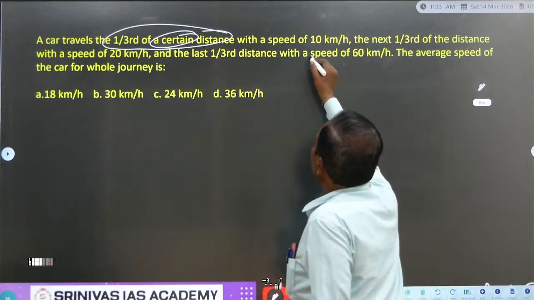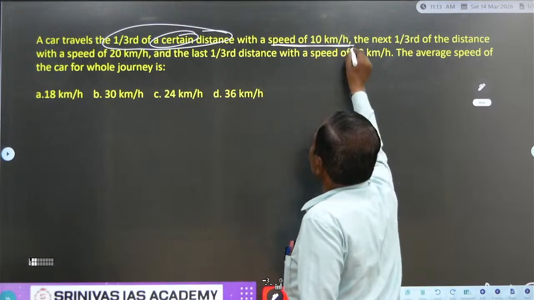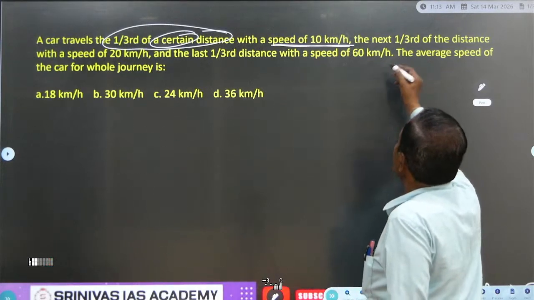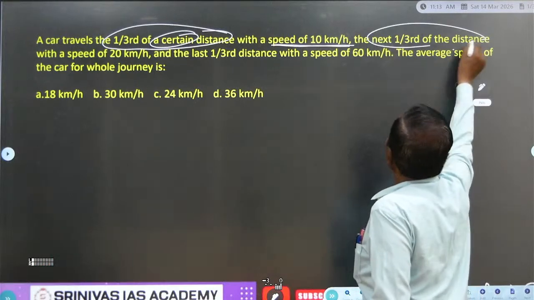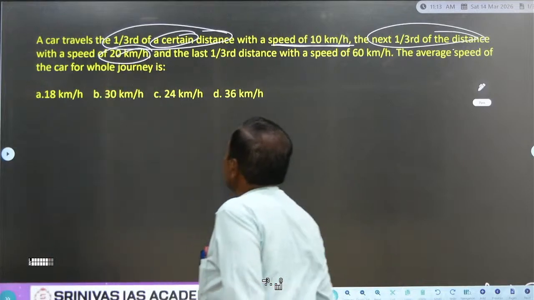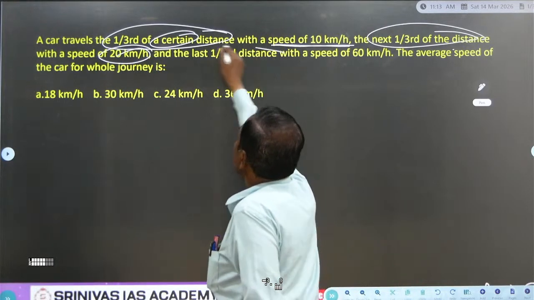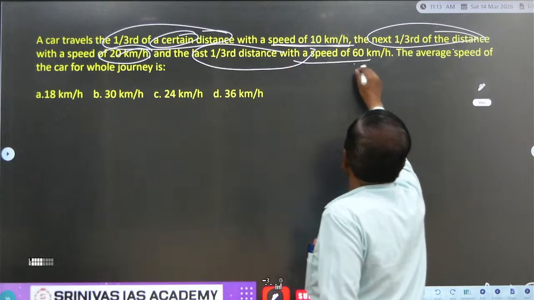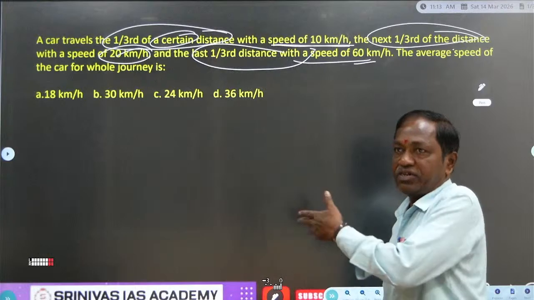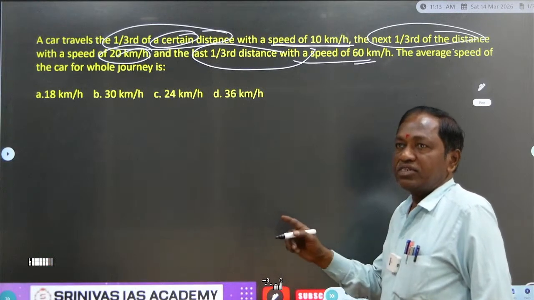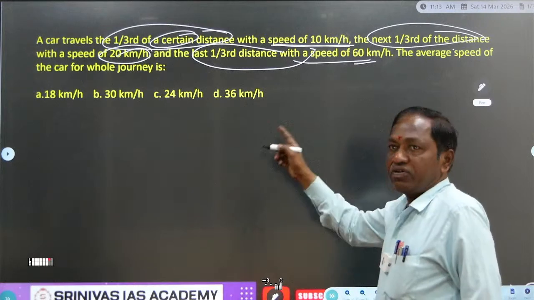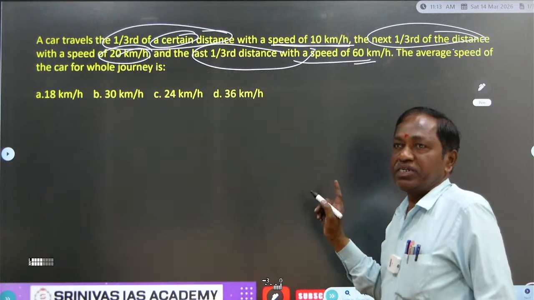With the speed of 10 kilometer per hour. Okay, 1/3, 10 kilometer per hour. The next 1/3 with the speed of 20 kilometers per hour, and the last 1/3 of the distance with 60 kilometer per hour. The average speed of the car for the whole journey is now 3 equal distances. 1/3, 1/3, and 1/3 is equal to what? 1. So 3 equal distances with 3 different speeds.